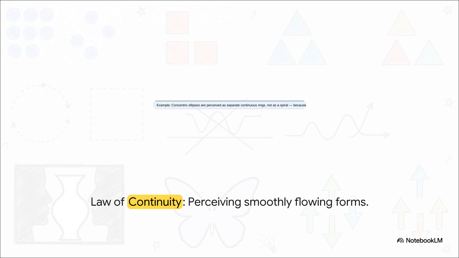That's because your mind absolutely prefers smooth, uninterrupted paths. The law here states that we link individual elements so they form a continuous pattern that actually makes sense. We basically reject disrupted forms in favor of smoothly flowing ones.